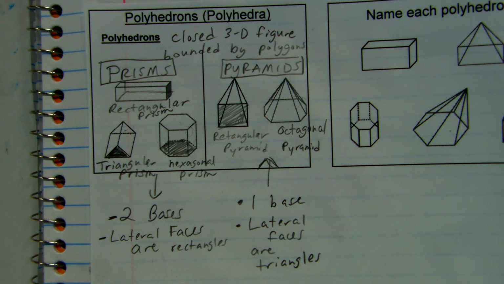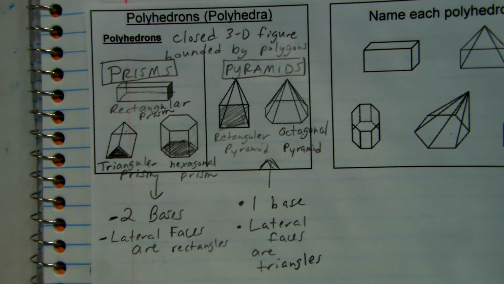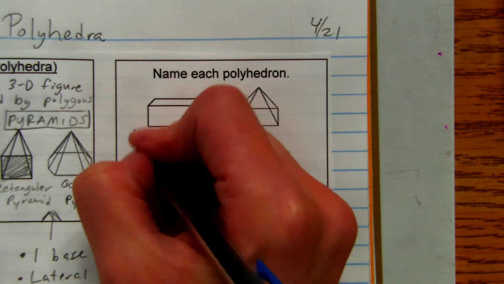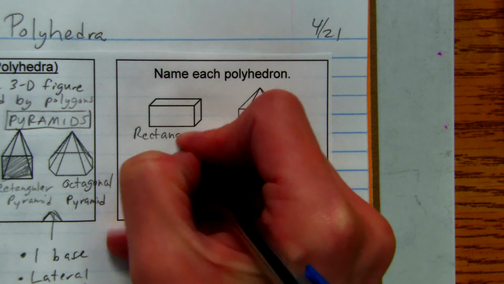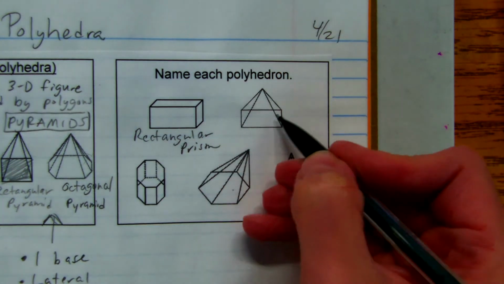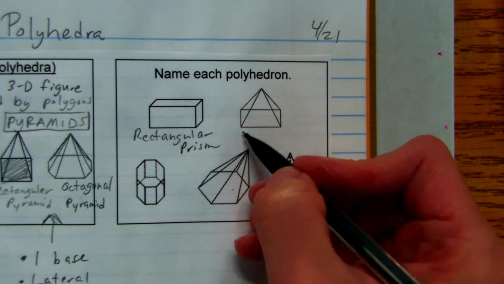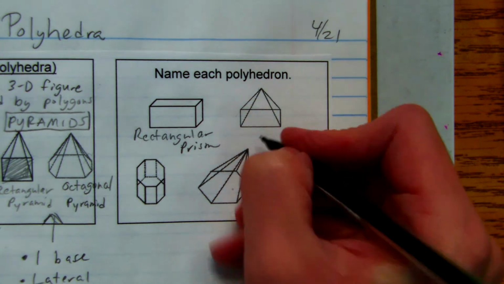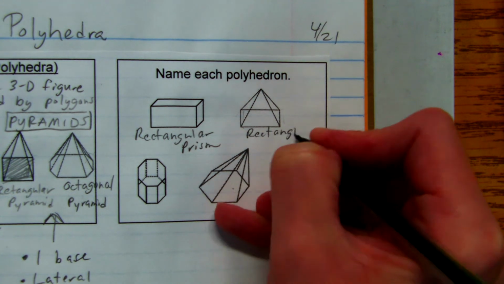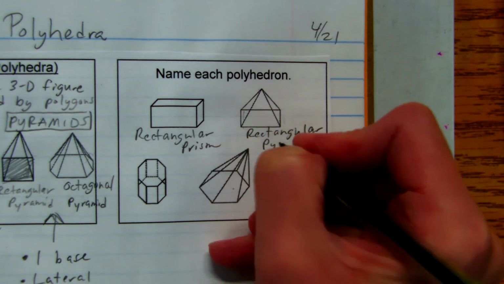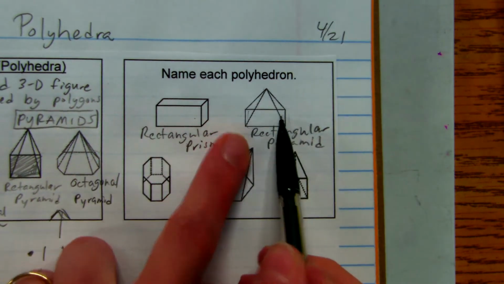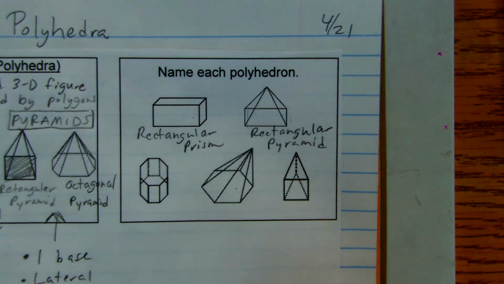So on the next slide, we're just going to go through and identify some shapes. So this first one is a box, just like we had. That would be a rectangular prism. This one is a pyramid, obviously, because it has that point at the top. The lateral faces are triangles, and so since the base is a rectangle, that is a rectangular pyramid. So you can definitely tell the difference between a rectangular prism and a rectangular pyramid. Very different looking.